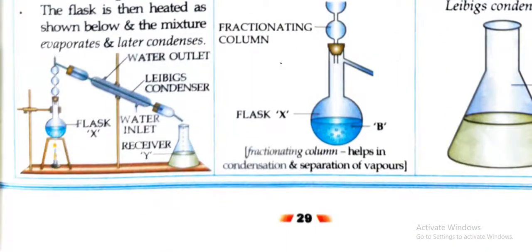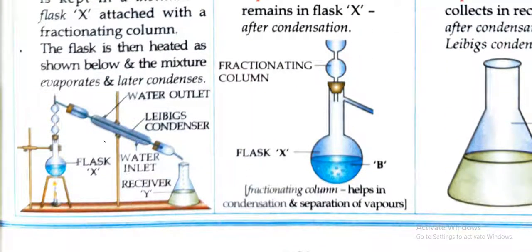So here what happens? The mixture is taken in this flask and it is heated. When it is heated, the lower boiling point liquid will boil first. So who will boil first? The one whose boiling point is lower, that is the alcohol. So methyl alcohol will boil fast, and the vapor will pass through this and again through the condenser.